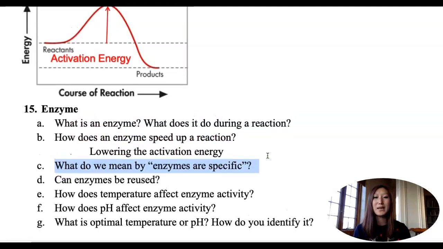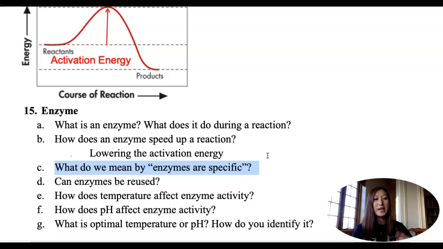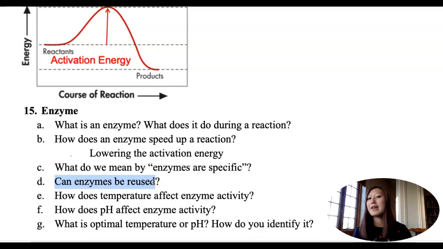What do we mean by enzymes are specific? Enzymes are specific because enzymes are all proteins, so they all have their own shape. It's like a lock and a key. This key can only open certain locks. This key has a certain shape, and you only use one key to open one lock. If you're opening another door, then you generally need a different key, right? But this key can be reused. So enzymes, once they've done their job, can be reused again.